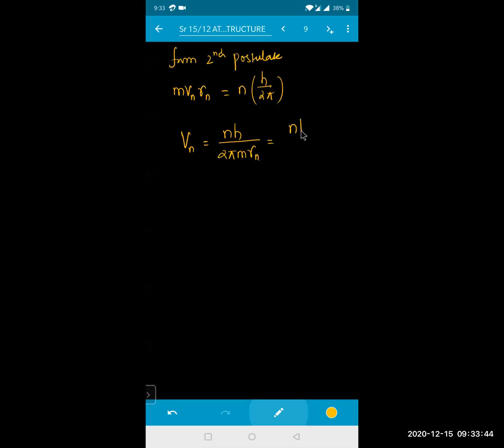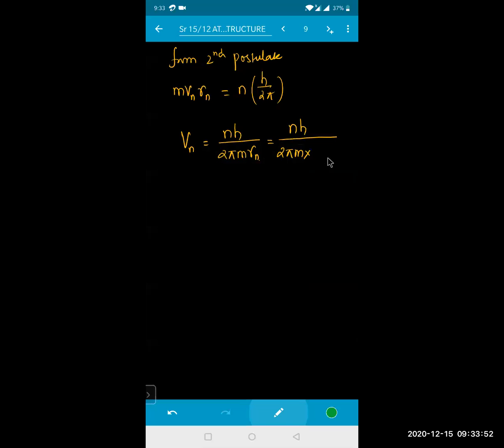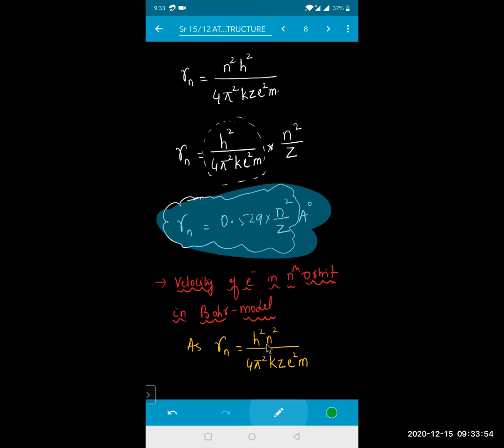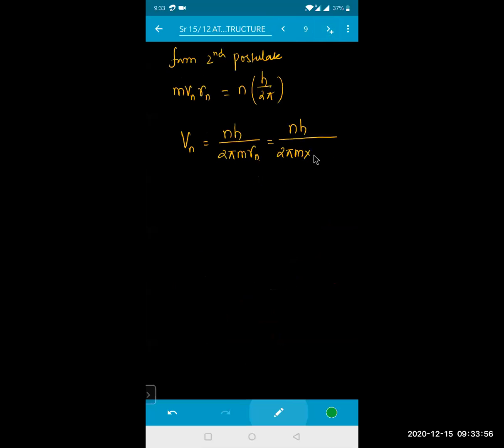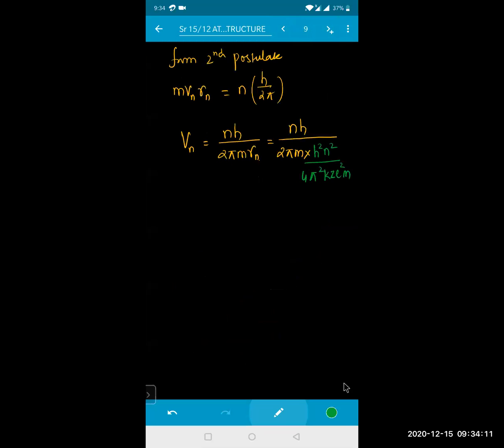So it is n into h divided by 2 pi m into the radius of nth orbit formula. Look at what the radius of the nth orbit formula was earlier: h square n square divided by 4 pi square k z e square m. Is that right? z e square m, that's all. Look, these are getting cancelled.